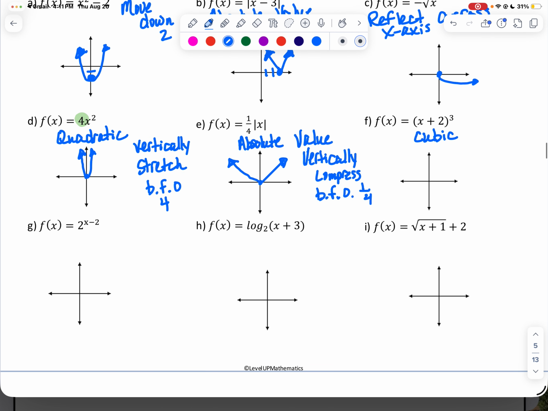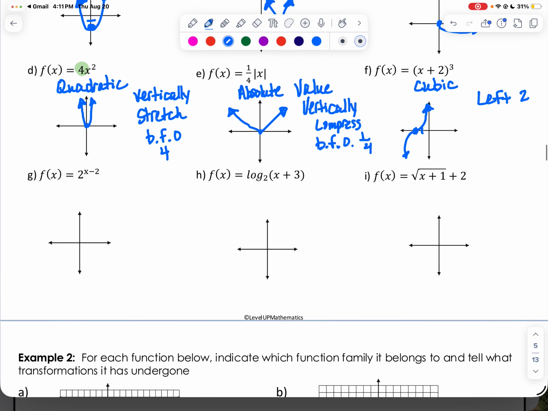So this function, because the plus 2 is grouped with the x, will move left 2. So instead of having a vertex at 0, 0, we're going to have a vertex left 2, or at negative 2. And then it'll still point up on the right side and down on the left side. It still has the same basic shape. We just moved it to the left 2.